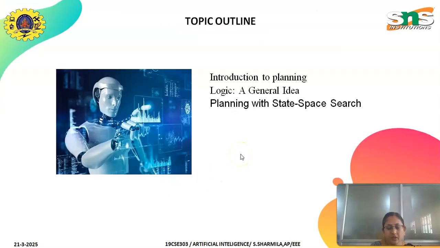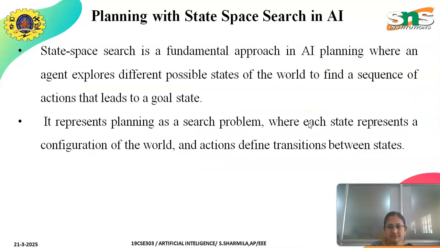The topic outline contains the introduction to planning in artificial intelligence and the logic behind it. We have a problem statement, and based on the problem we have to derive a solution based on state space search, with a brief discussion about planning with state space search, and the introduction to planning with state space search in artificial intelligence.